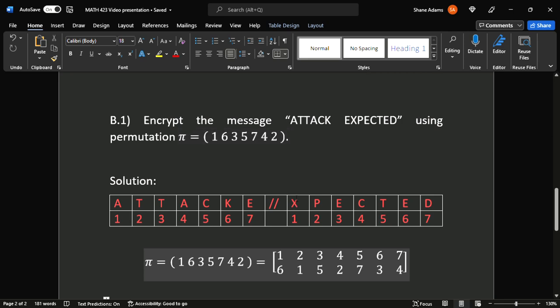So first thing we're going to do, which I've already done for us, is we're going to separate the original string into two strings of 7. So we have that right here, and then separated by the double bars, and then the second string. And then we're going to give each column a number, so 1 through 7, and then 1 through 7 as well.